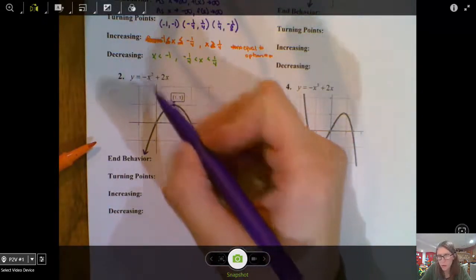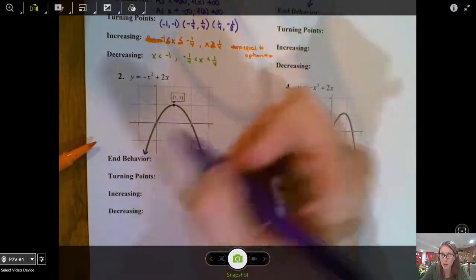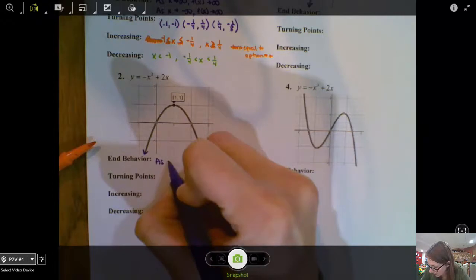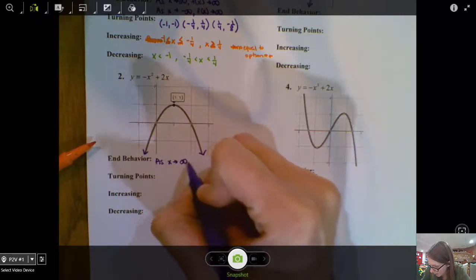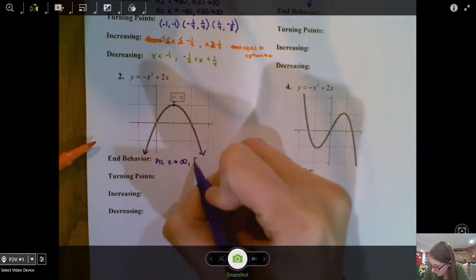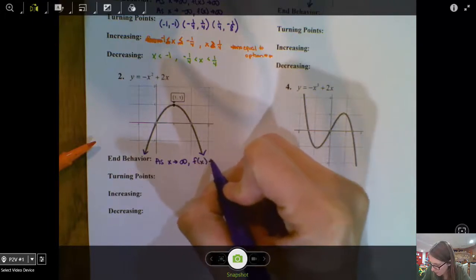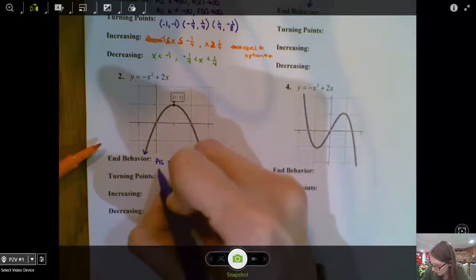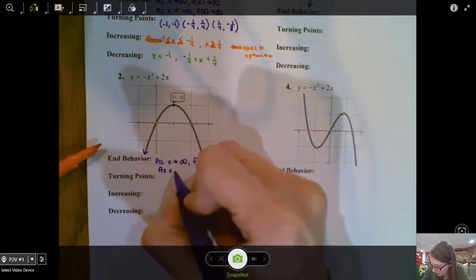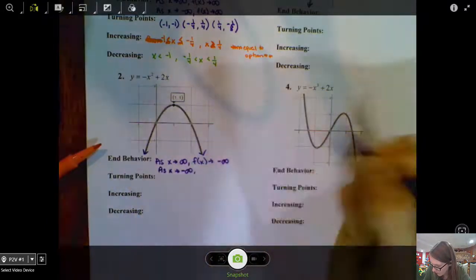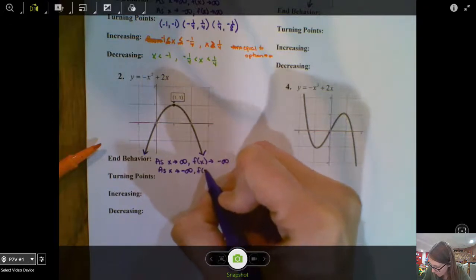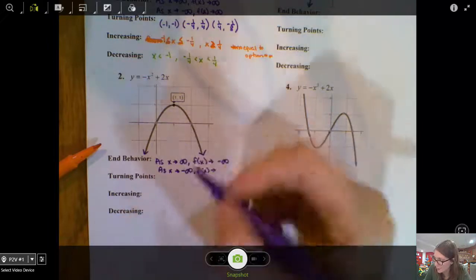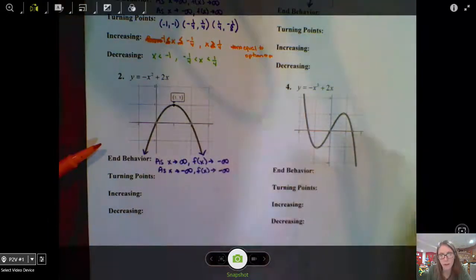My degree is 2, so both ends go the same direction, and they both go down in this case because of that negative. So my end behavior is as x approaches infinity, the further we go to the right, our y values, f of x, approach -infinity. And same on the other side, as x approaches -infinity, f of x approaches, well, the further left we go, our y values go down again, so approaches -infinity.